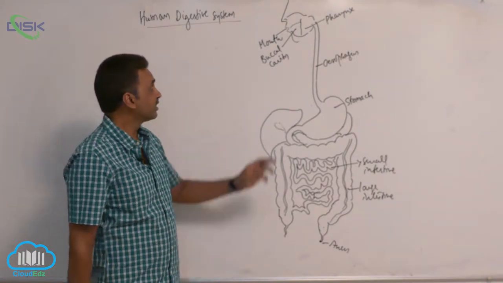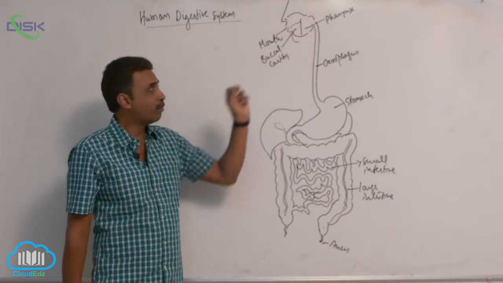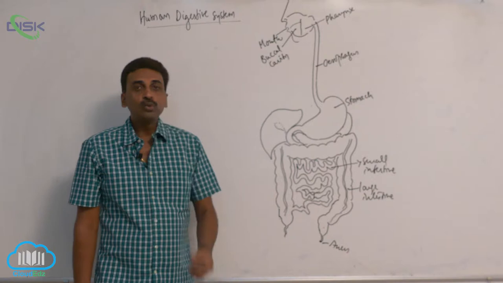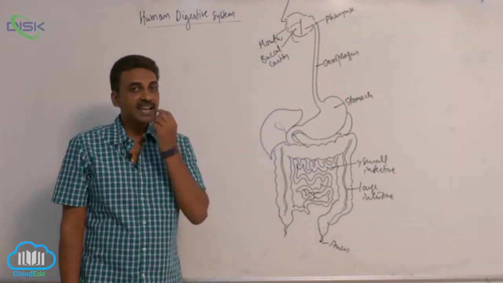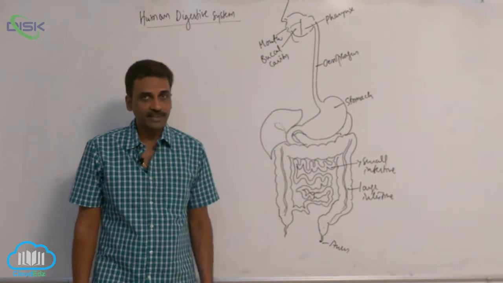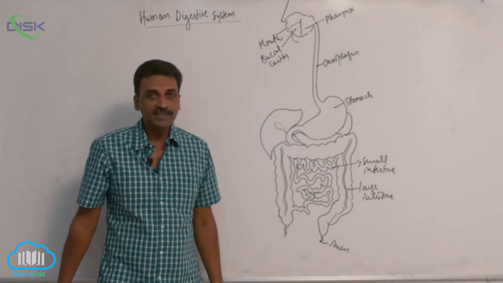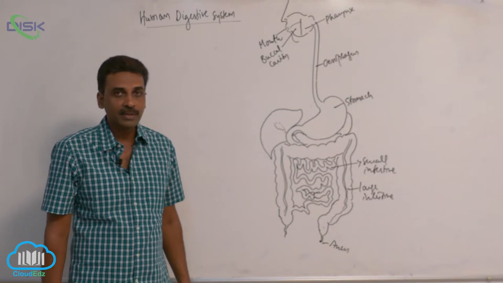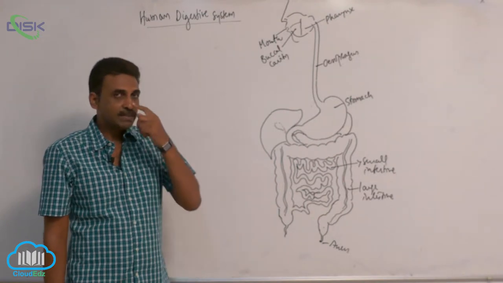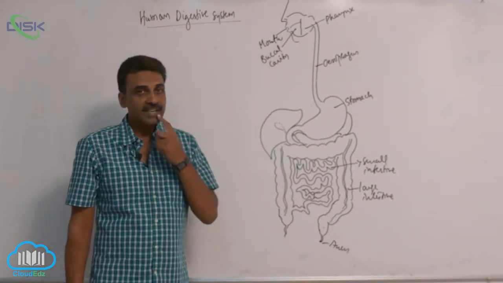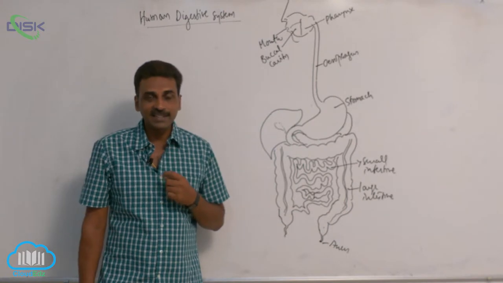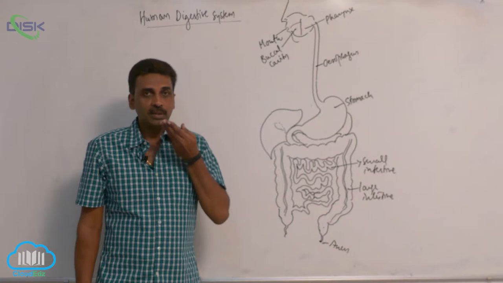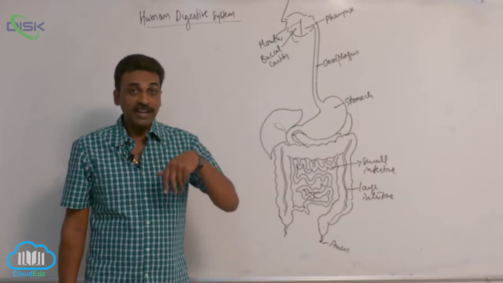Now we will start with the mouth and mouth cavity. The mouth is a transverse slit. It is bordered by two lips. Just beneath the nose, it is a transverse slit bordered by two lips, the superior and inferior lips.